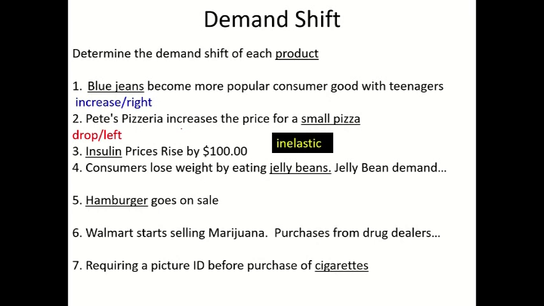So let's see. Consumers figure out they can lose weight by eating jelly beans. So the demand for jelly beans. So people want to lose weight, and they can lose weight by eating these magic jelly beans. So what's going to happen to demand? Demand is going to increase, and that line will move to the right. Hamburger, so the actual burger in the store, goes on sale. Okay, so the price drops, so it will increase.